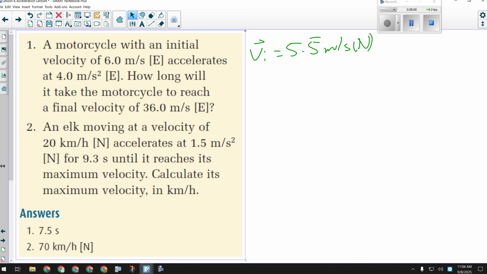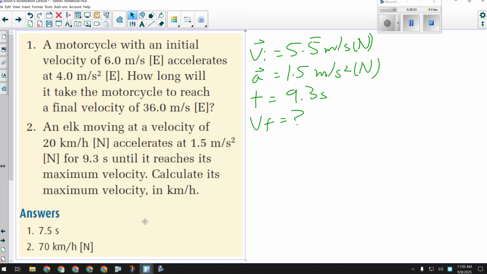Okay, it then accelerates at 1.5 meters per second north, so it's still going to be going faster. It's accelerating in the same direction that it's already moving. Okay, and it does that for 9.3 seconds, and we are looking for the maximum velocity.